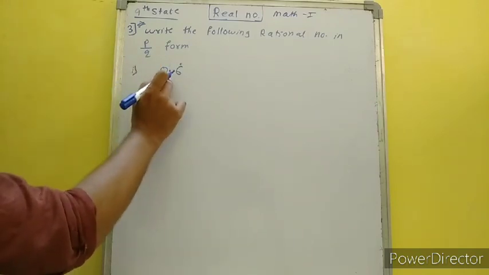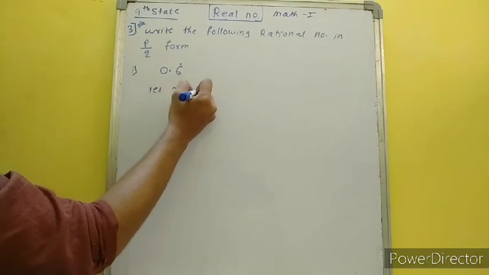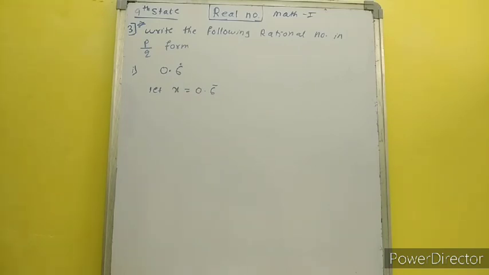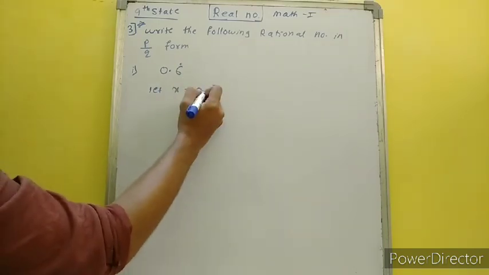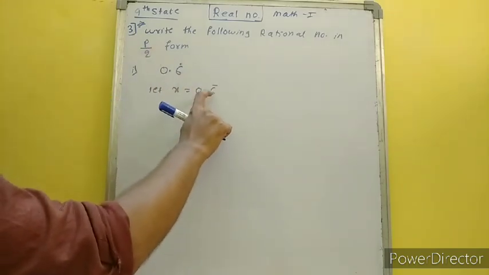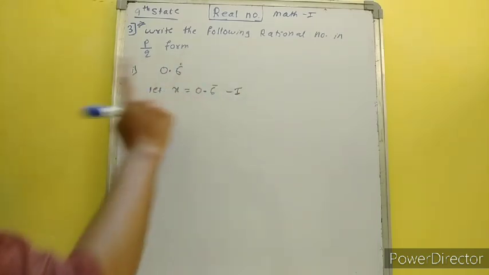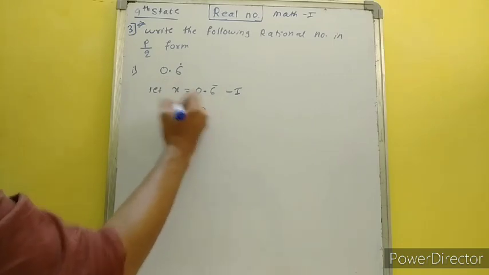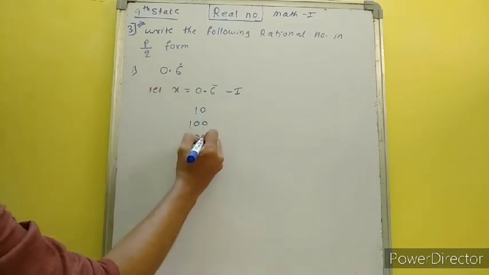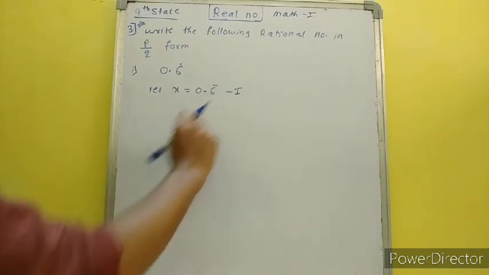So we will take this as x. Let x is equal to 0.6 recurring. Dot means recurring. So how many numbers after the decimal point are getting repeated? It is 1. Only digit 6 is getting repeated. Take this as equation number 1. If only one digit is repeated, multiply by 10. If 2 digits are repeated, multiply by 100. If 3 digits are repeated, multiply by 1000. As only one digit is repeated, multiplying equation 1 by 10.